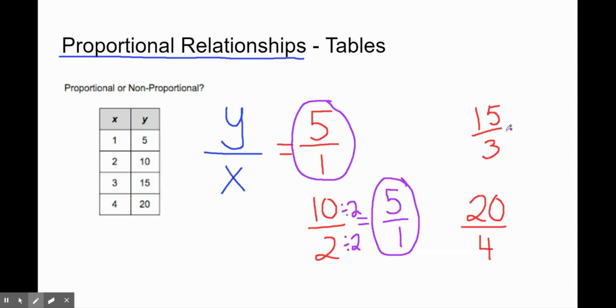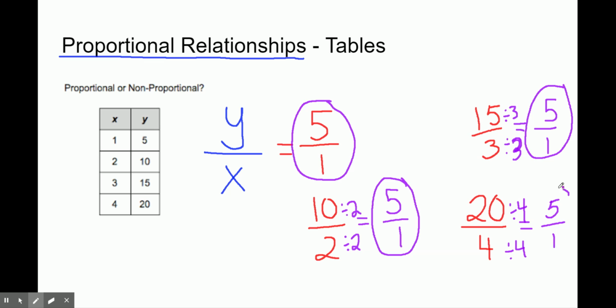Okay, and these next two fractions can also be reduced. So 15 and 3 are both divisible by 3. Leaves us with 5 over 1. And 20 and 4 are both divisible by 4, which again leaves us with 5 over 1. So as we go through this table, we can see that our ratio stays the same, which means this would be a proportional relationship.